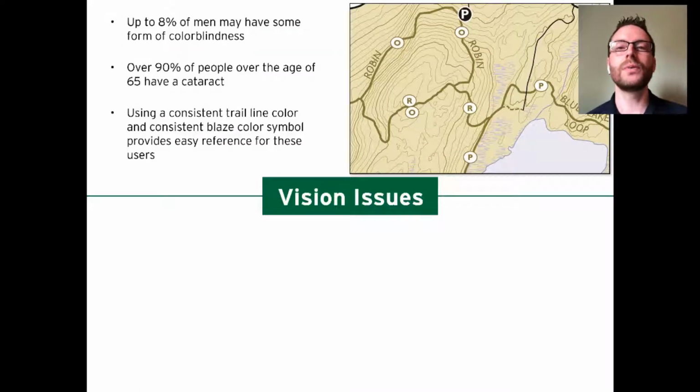So the primary reason why we suggest not using the blaze color for the line color is because of vision issues. Up to 8% of men, primarily of North European descent, may have some form of color blindness. The map here is a simulated example of how the map may look to someone with red-green color blindness. In addition, over 90% of people over the age of 65 have a cataract, which can produce faded or washed out colors. A consistent trail line color and consistent blaze color symbol provide easy reference for all users.